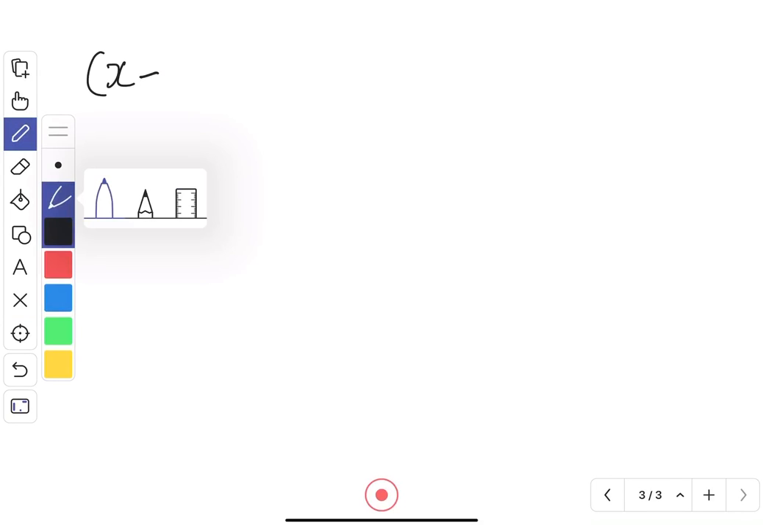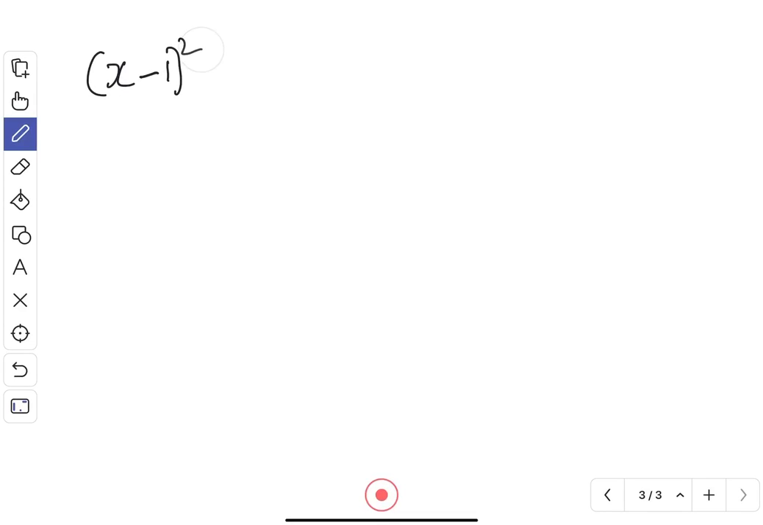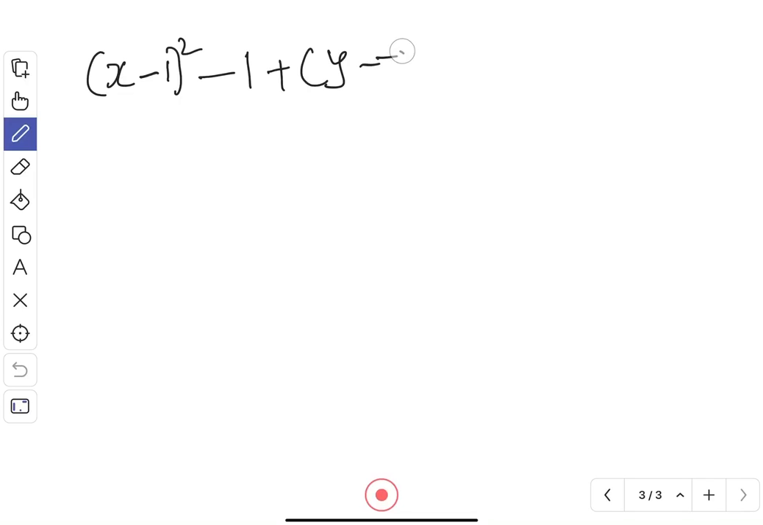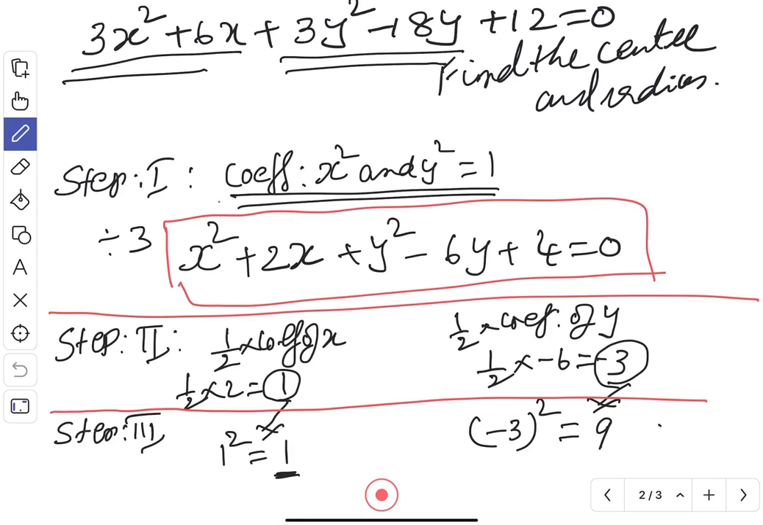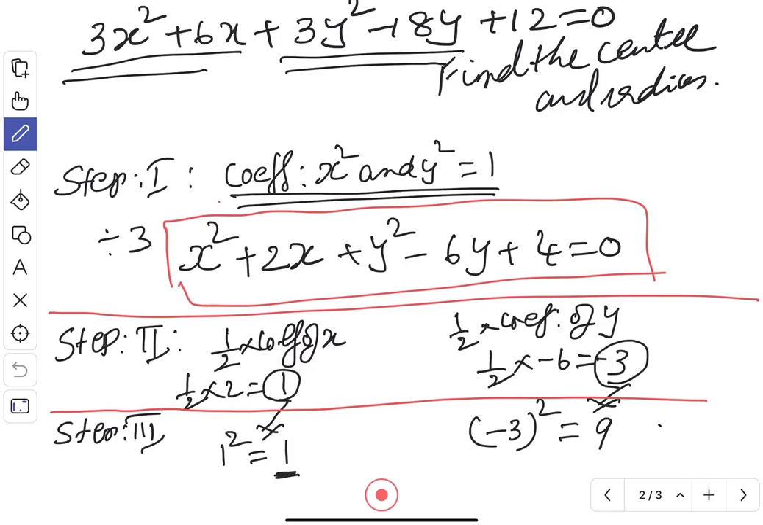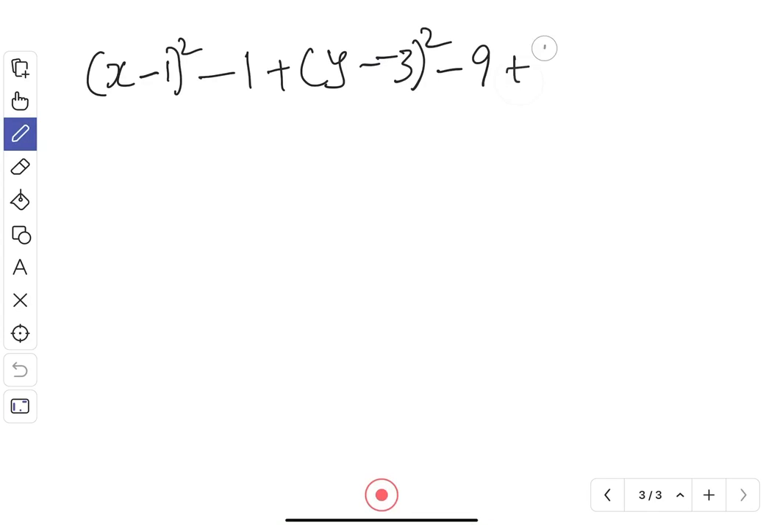That is x minus 1 the whole squared minus 1, the third step, plus y minus, which is my negative 3, so y minus of minus 3, the whole squared. And then I subtract step number 3. Step number 3 is 9, so I subtract 9. Always step number 3 is subtraction, always. Then I retain my 4 here, plus 4 is equal to 0.